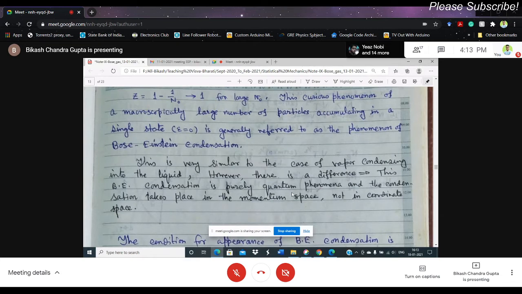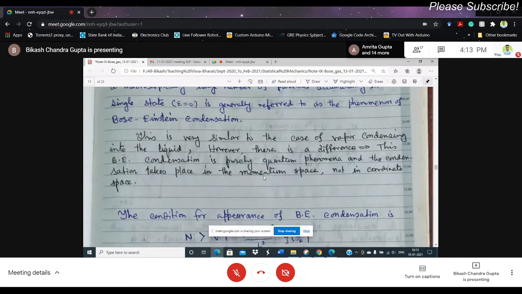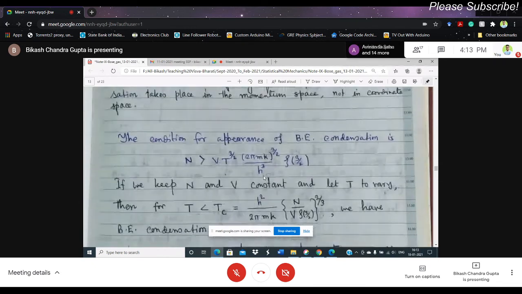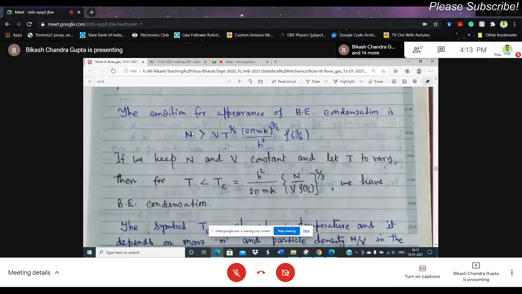So this is not in real space, it's in energy space. This Bose-Einstein condensation is a purely quantum phenomenon, and the condensation takes place in momentum space, not in coordinate space. So the condition for the appearance of Bose-Einstein condensation is that N has to be greater than this.